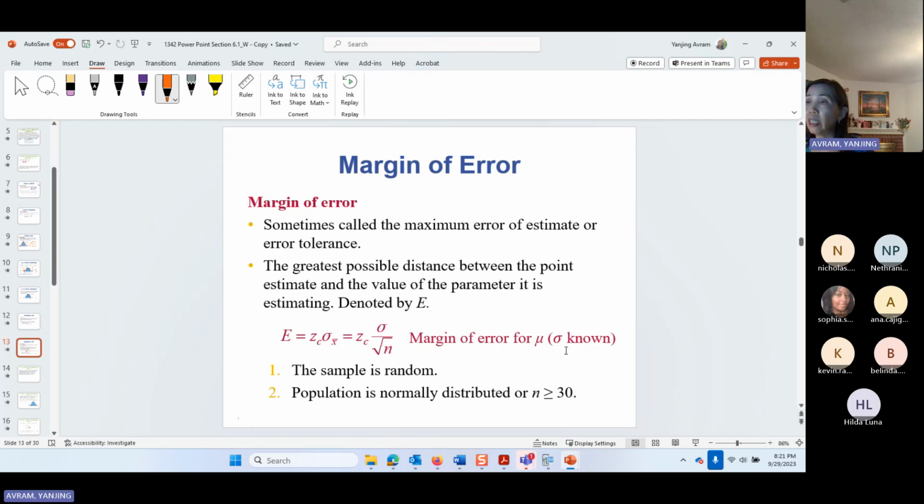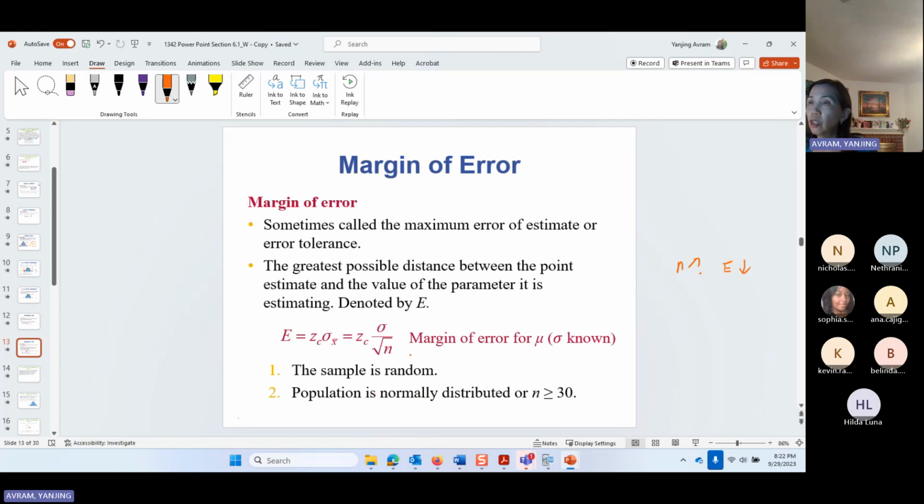it relates to the n here. So guess what? If my n increases, with Z and sigma staying the same, and my sample size increases, my E actually decreases. That means the larger the sample size, the smaller the margin of error, which makes sense. So that is this one right here.